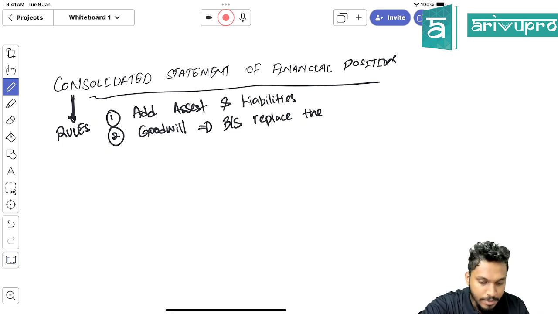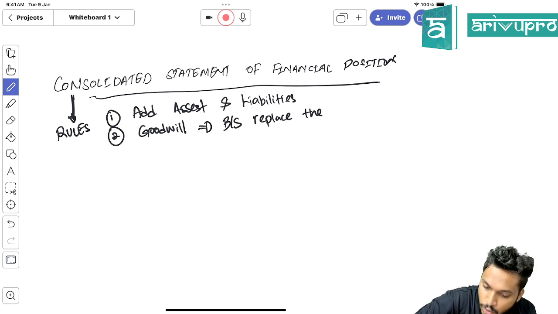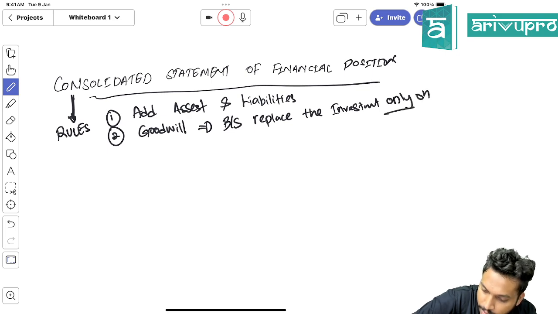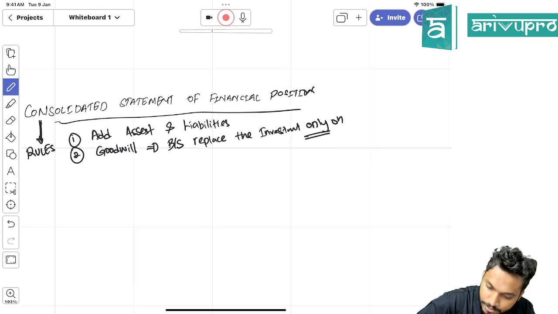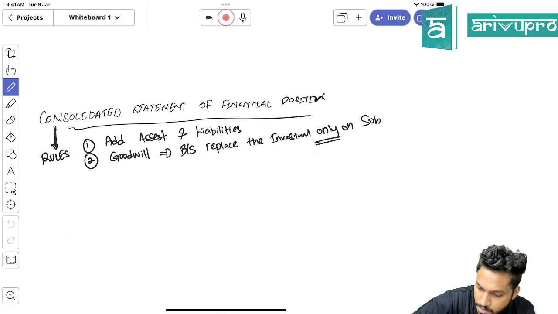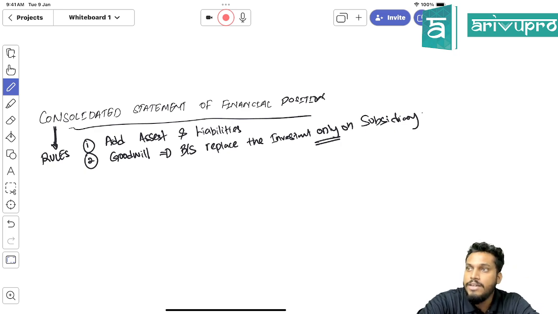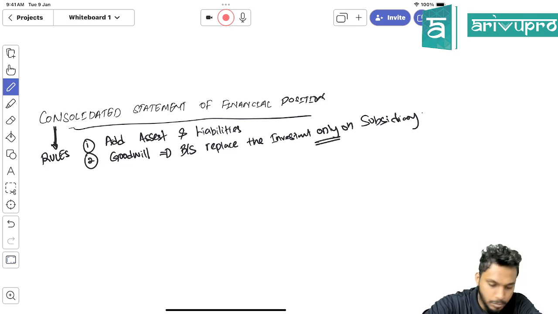Did you understand that? Goodwill in the balance sheet replaces the investment only in the subsidiary. Only the investment which you are making in the subsidiary, you need to replace it.